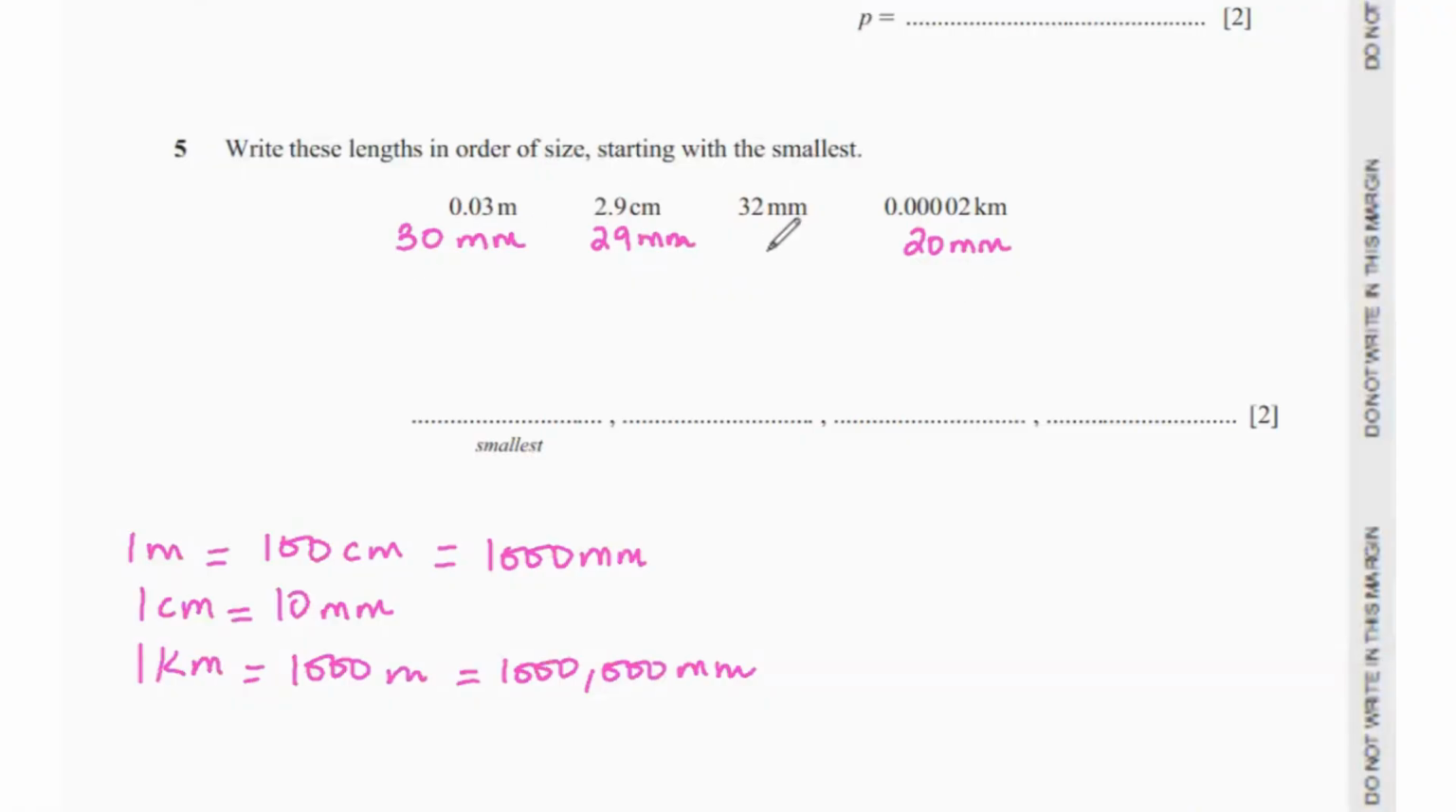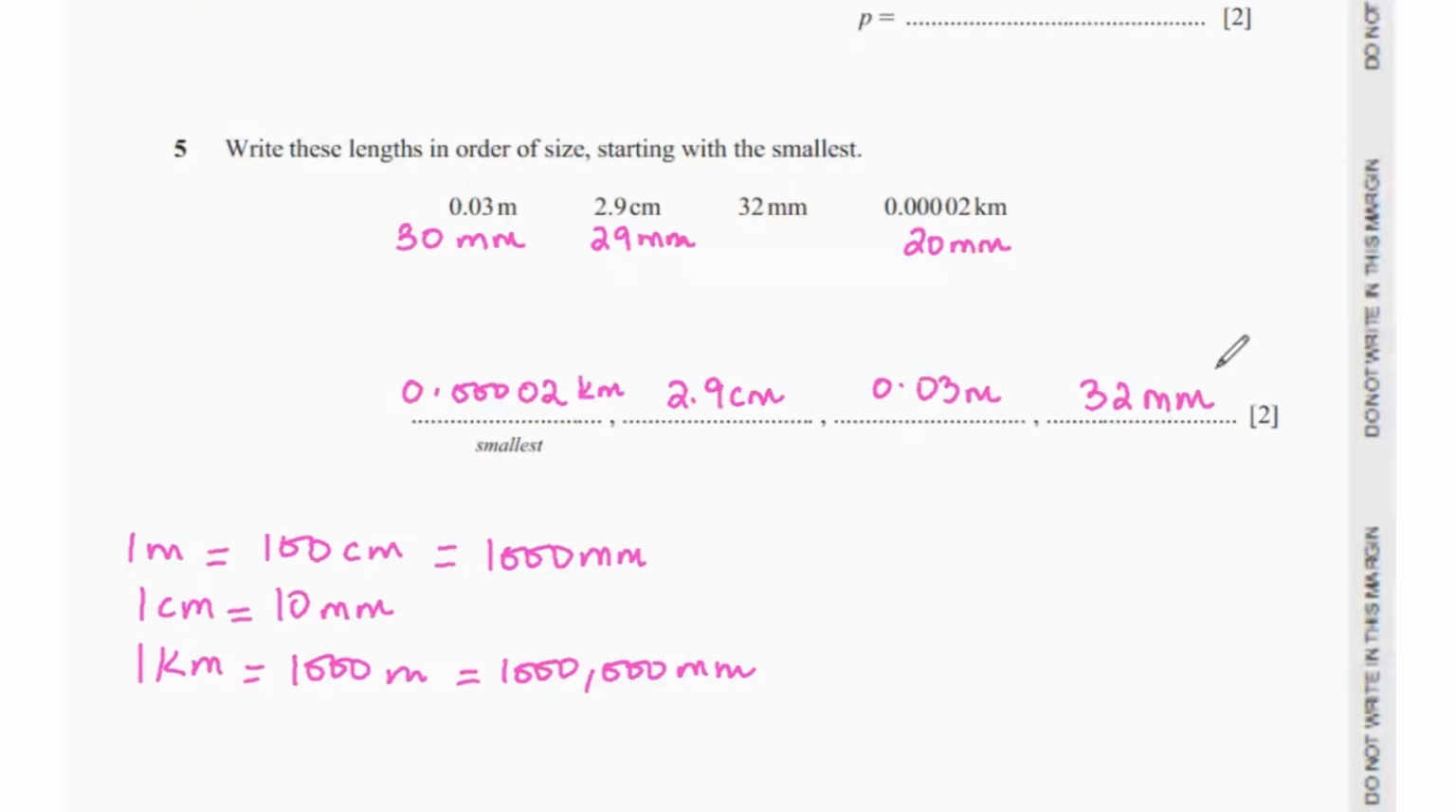So the smallest, now we can see, is the kilometer, 0.00002 kilometers. Remember, when you're writing the answer, once you have converted them into a metric unit and compared them, you always write your original value in the answer, not the converted ones. Then the next biggest is 29 millimeters. That's 2.9 centimeters. Then we have the 0.03 meters. And lastly, 32 millimeters.